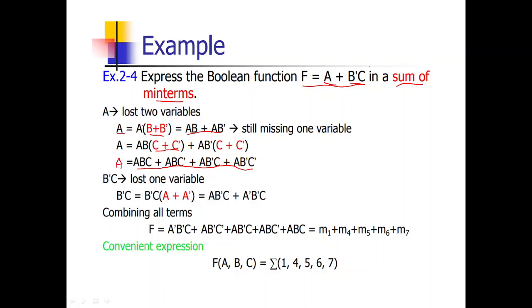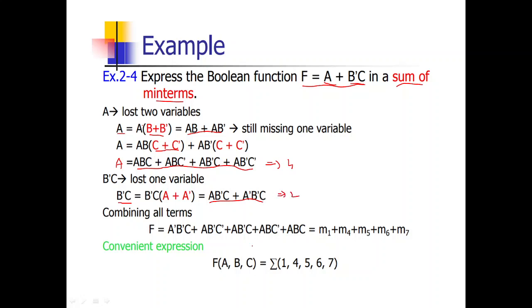And also we have to follow the same thing for B dash C. For B dash C, the missing variable is A. So A plus A dash, that is the OR term, has to be ANDed here. So B dash C dot (A plus A dash), right? By applying the distributive law, this becomes AB dash C plus A dash B dash C. Okay, so this is for the term B dash C. We have two terms, right? So the term A consists of 4 terms and B dash C consists of 2 terms.